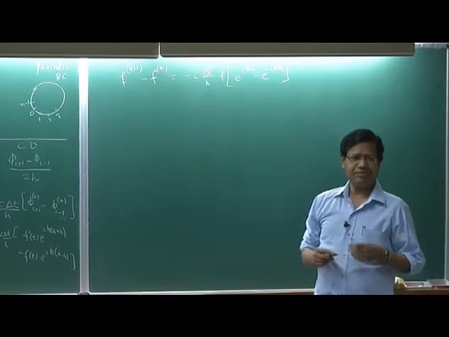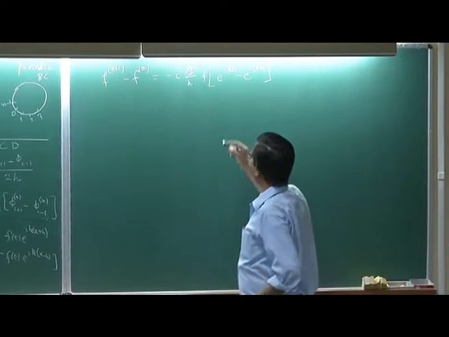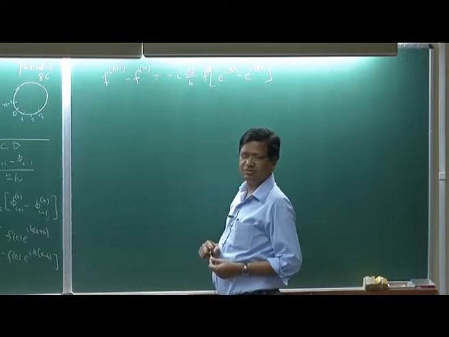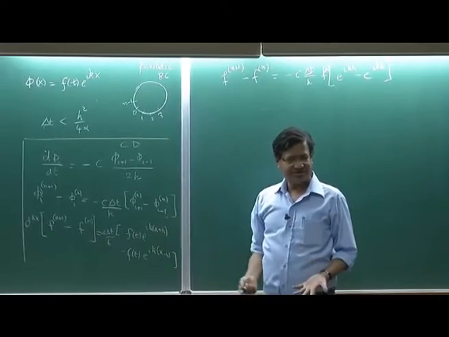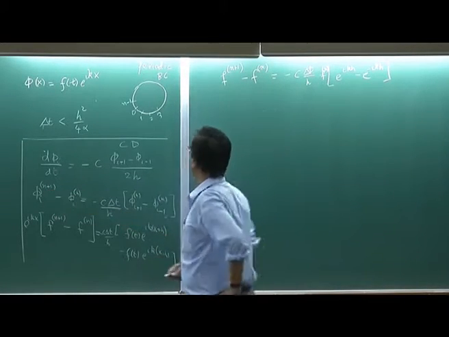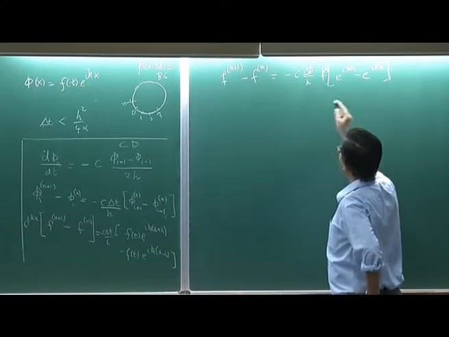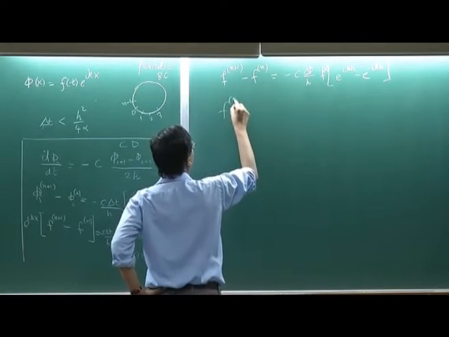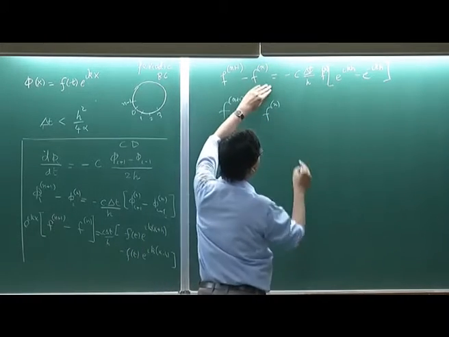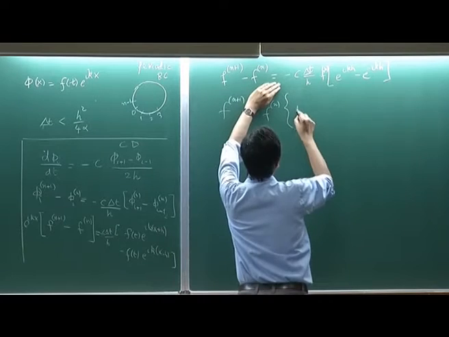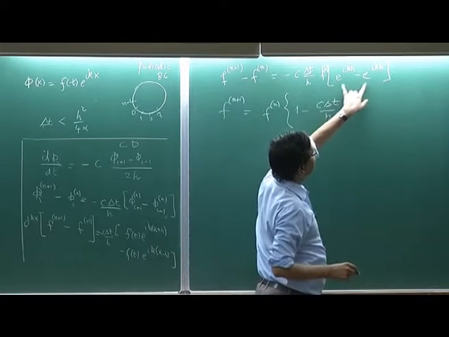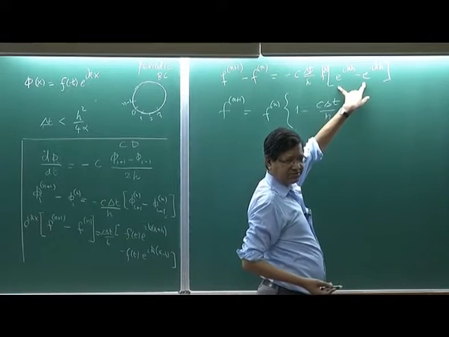Okay. So this is f n. F t means at time t, it means f n. This is time t plus delta t. Okay. So now we can simplify this. F n plus 1 is f n. So I am going to take this right hand side and take things common. So 1 minus c delta t by h. Now this is going to be sine k h.